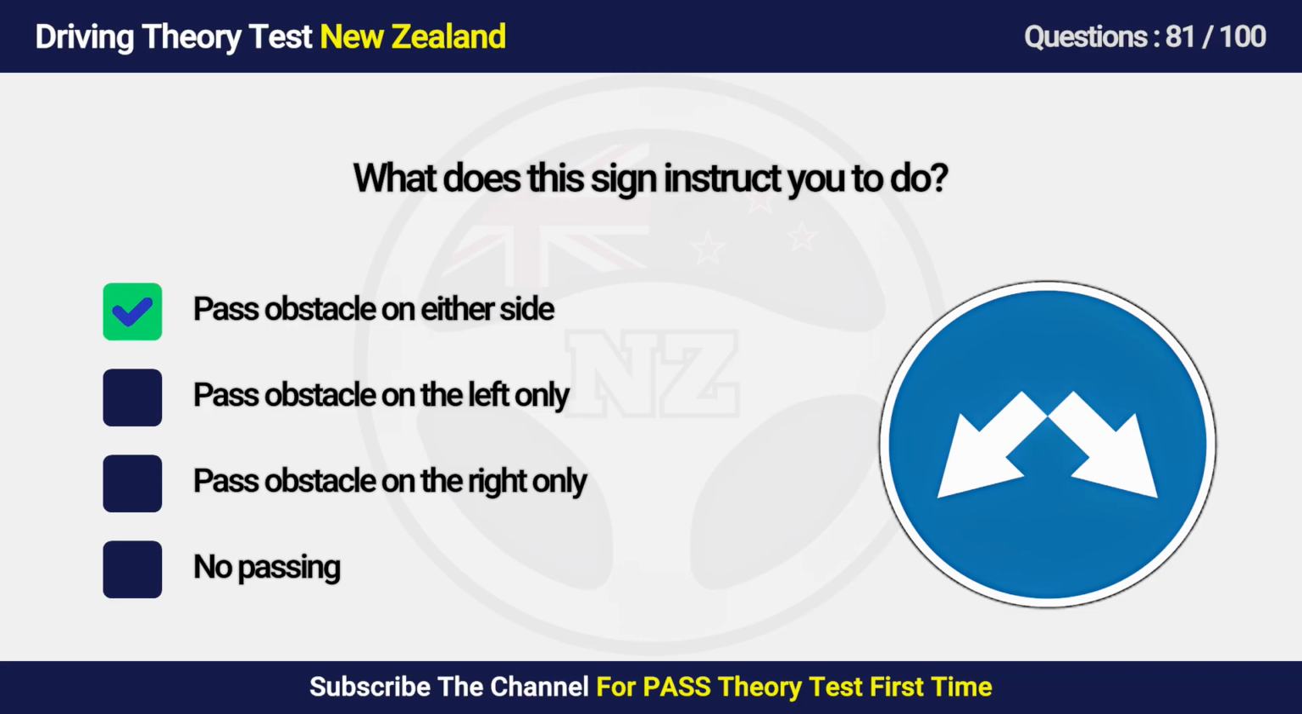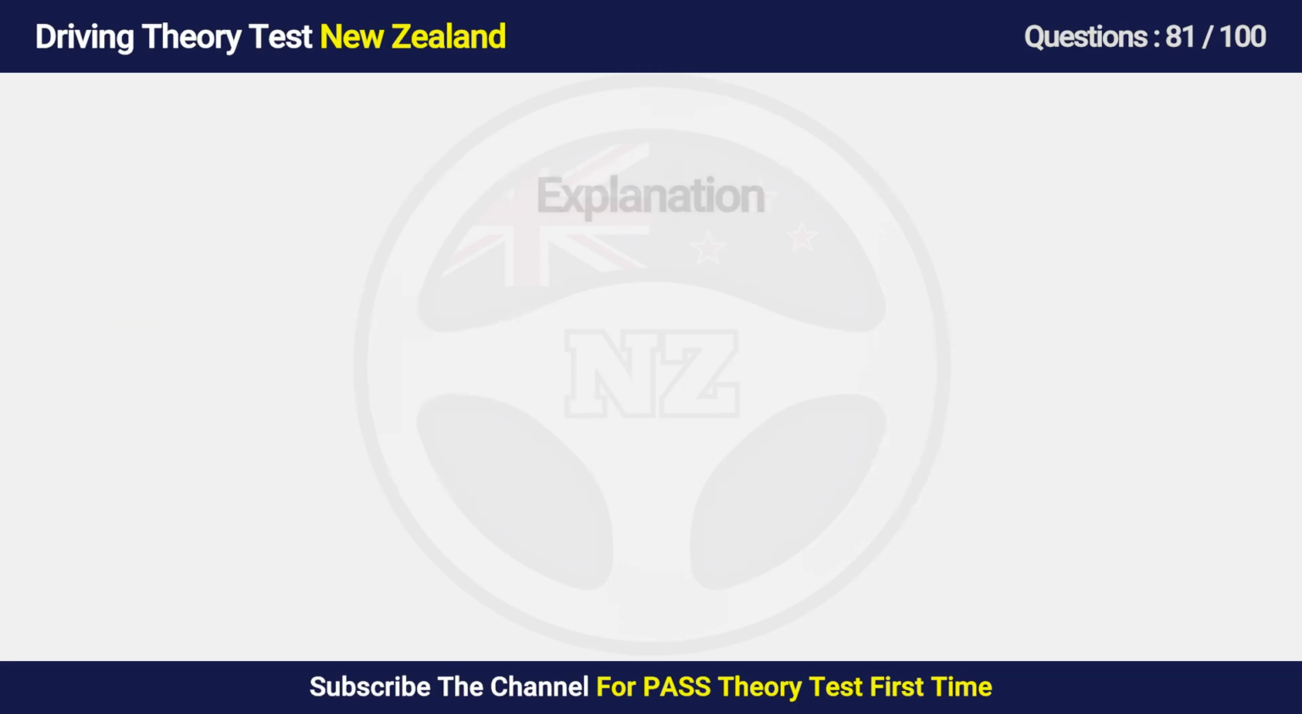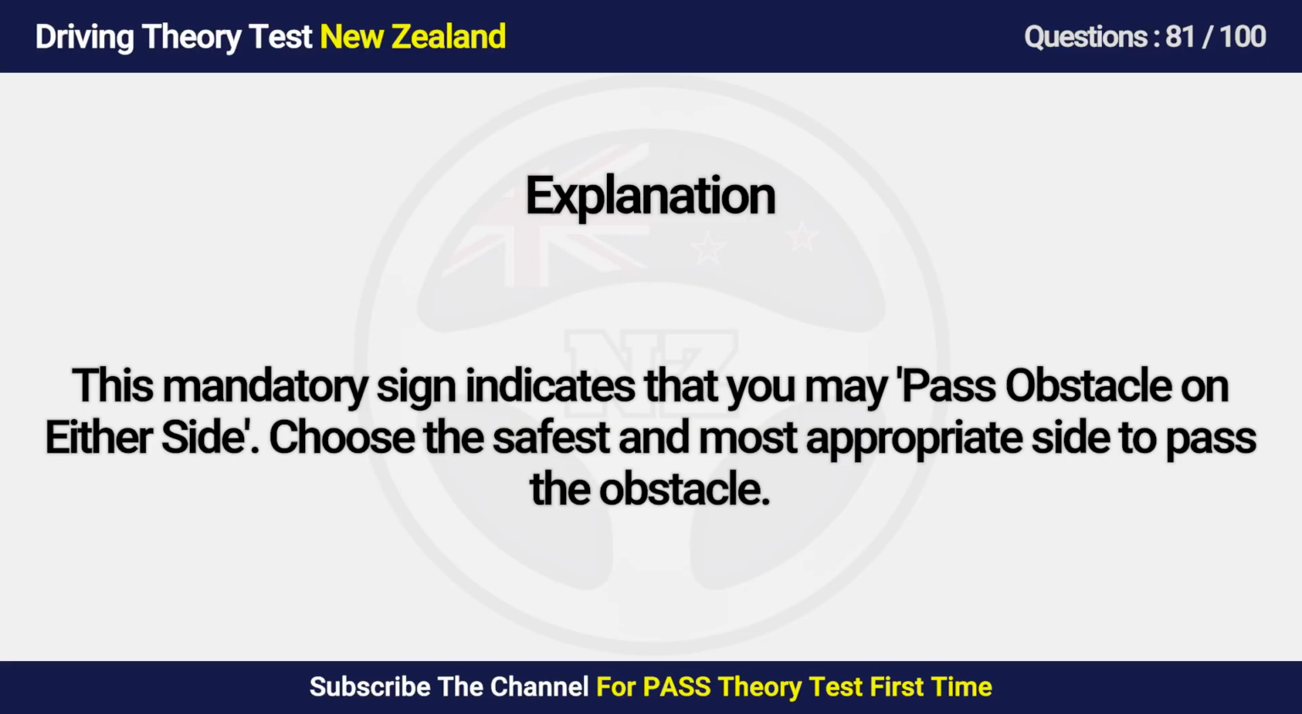Answer is A. Pass obstacle on either side. This mandatory sign indicates that you may pass the obstacle on either side. Choose the safest and most appropriate side to pass the obstacle.